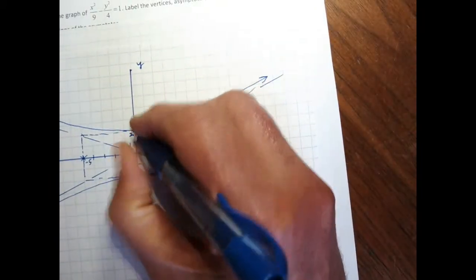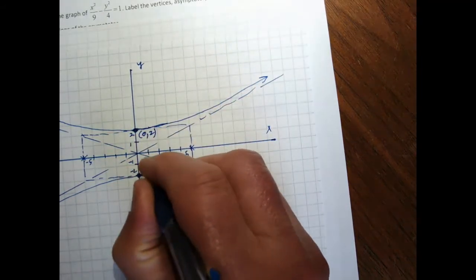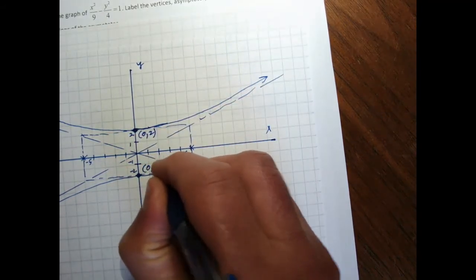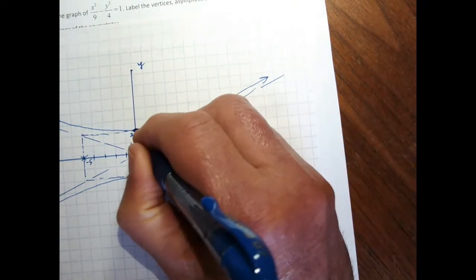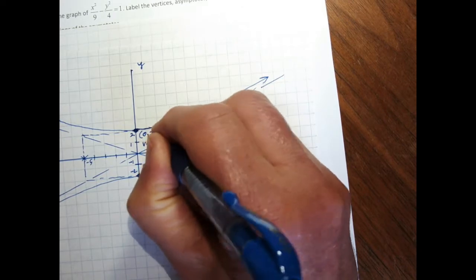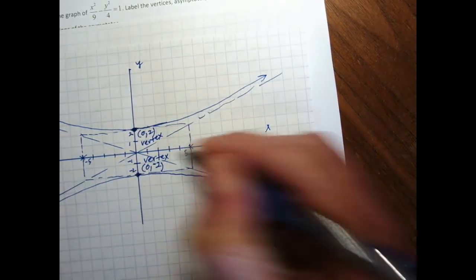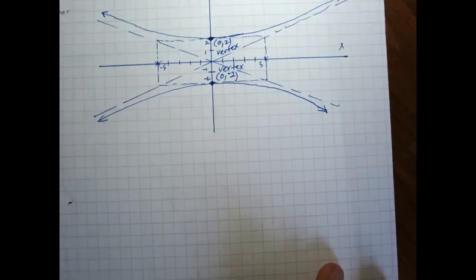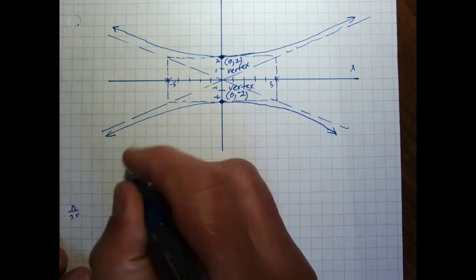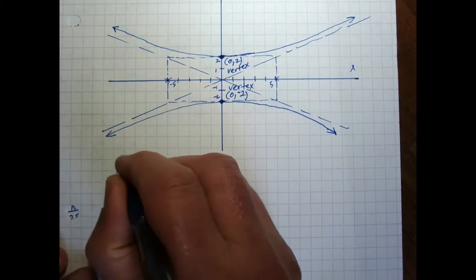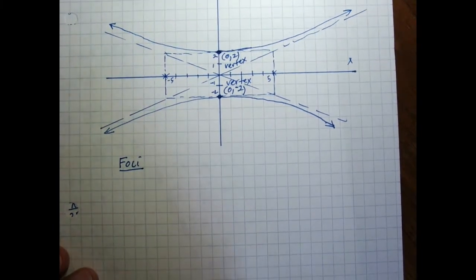And so maybe just to emphasize 0, 2 and 0, negative 2. Those are my two vertices. Here's a vertex, and here's a vertex. And now we need to find the foci and the equations of the asymptotes.